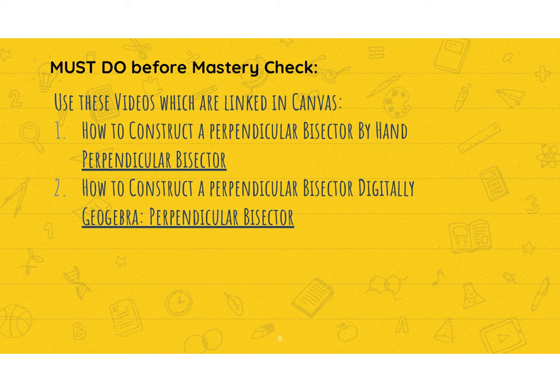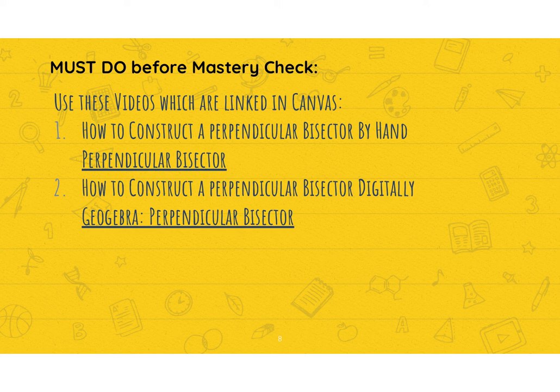So now we're about done with this. What you're going to need to do before you're ready to take the mastery check on this lesson is you need to go to these two videos which are linked in Canvas. They're going to step-by-step take you through how to construct a perpendicular bisector by hand. That means on paper with a compass and a straight edge. And then the second video takes you on how to construct a perpendicular bisector digitally in GeoGebra. So you need to practice both of those. You can pause that video while you're practicing, rewind it, go back till you've got that mastered. You want to practice both ways until you are confident that you have that memorized and you can create a perpendicular bisector, one of those methods.